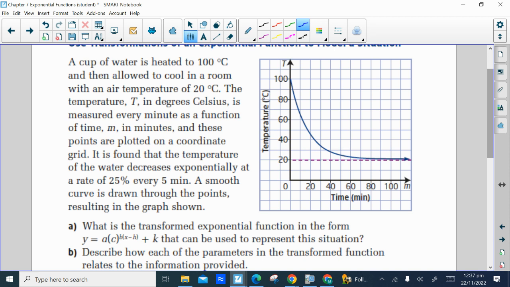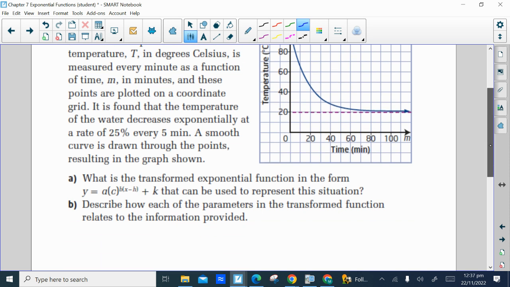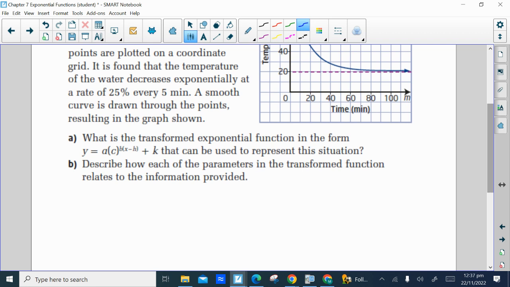And we are asked to first state the transformed exponential function in the form y equals a times c to the power b bracket x minus h plus k that can be used to represent this situation. So this is what we talked about yesterday. All right, so we're going to write our equation here first. And it asks us to do it in that specific form.